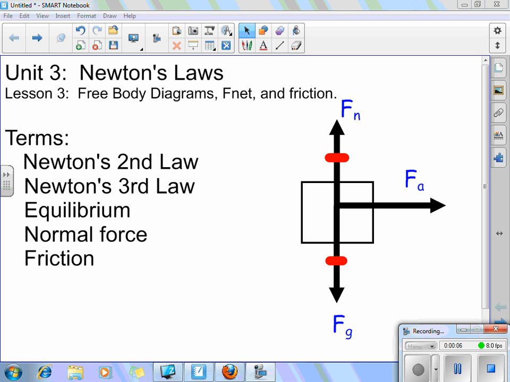In this video we'll look into free body diagrams, how they relate to the net force and how we can use that to calculate different things, and also we'll get an introduction to friction and how that relates to the motion of the object and to free body diagrams. We'll cover the terms on the left during the video, and also on the right you'll notice a diagram. This is a representation of a free body diagram, and something that we've seen before.